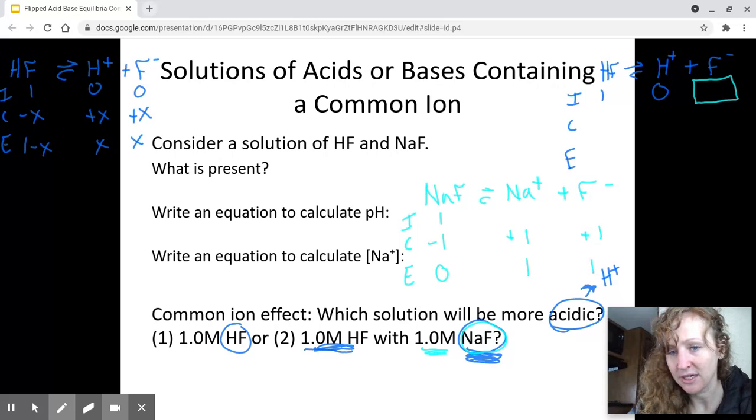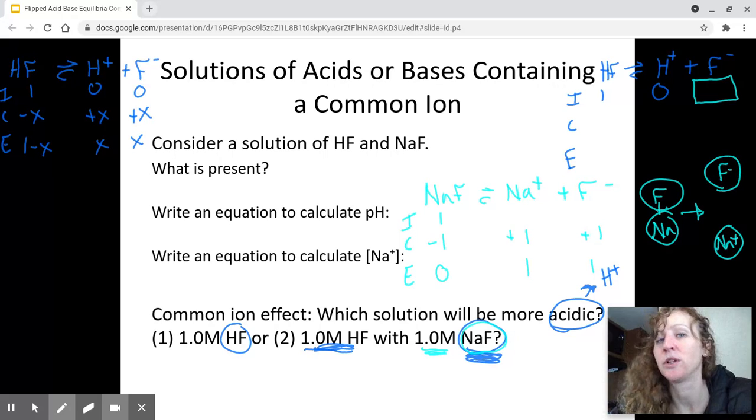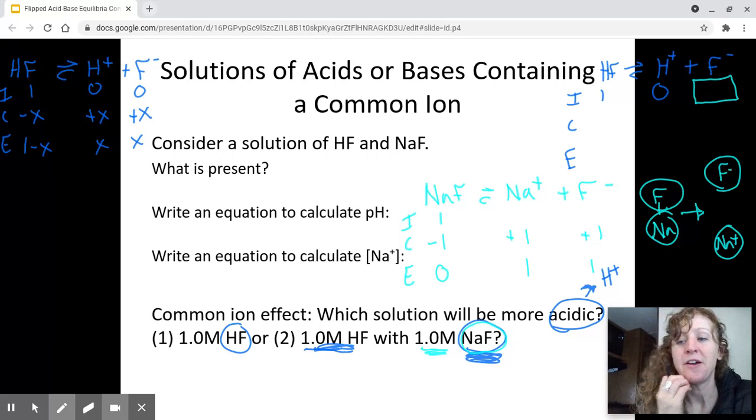Molecularly, that's like saying if I start with NaF and I dissociate that, I get 1 molar Na plus and 1 molar F minus, right? Okay, remember, atoms are conserved. Mass is conserved. Moles and molecules are not conserved because molecules can split, right?